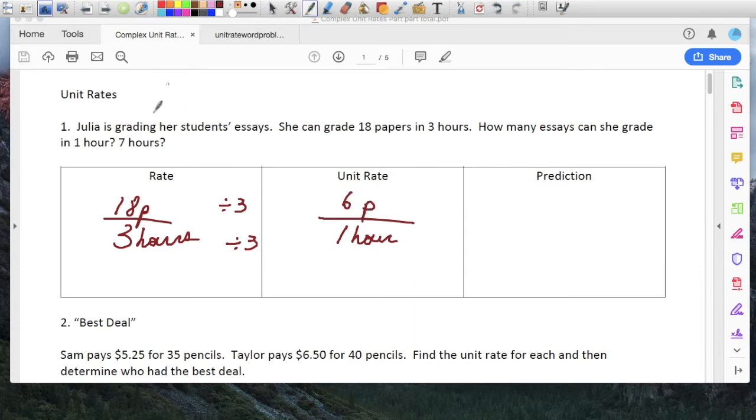And how many will she grade in 7 hours? Well, let's make a new rate over here, and then we're going to use our unit rate to find out how much she does in 7 hours. So our 1 hour changes to 7 hours. Now it's times 7. So on the top, I'm going to multiply times 7. And I get 42 papers. Okay.